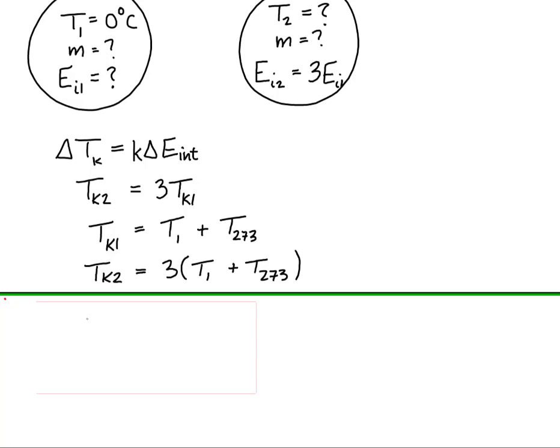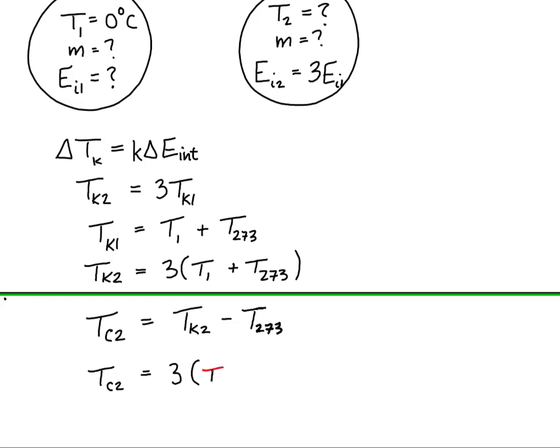Remember, the question said, what is the temperature of the second flask in Celsius? So I'm going to use this conversion, that the temperature of the second flask in Celsius is its temperature in Kelvin minus 273 degrees Celsius. So this means that the temperature of the second flask in Celsius is 3 times the temperature of the first flask in Celsius plus 273 Kelvin minus 273 Celsius degrees.